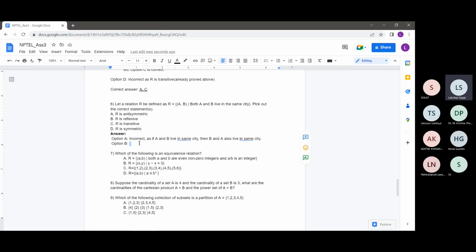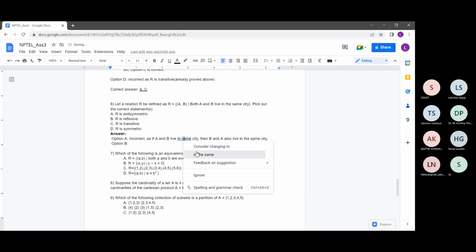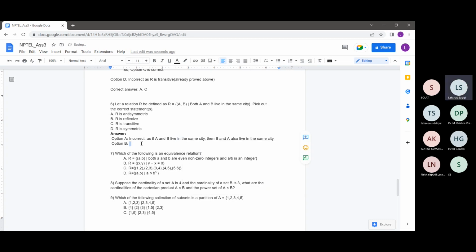So Aditya, your answer is definitely incorrect, as option A we have already seen is incorrect. So I think it's clear that R is not antisymmetric, right? Because if A and B live in the same city, B and A also live in the same city.